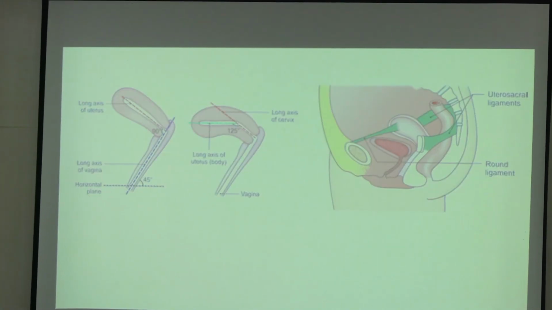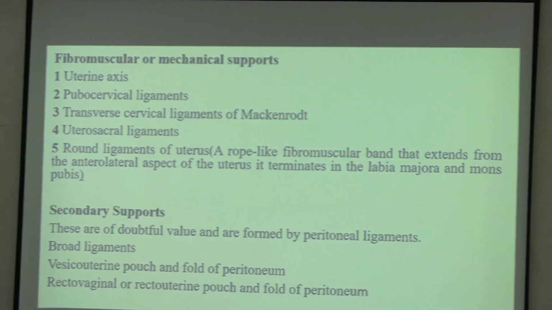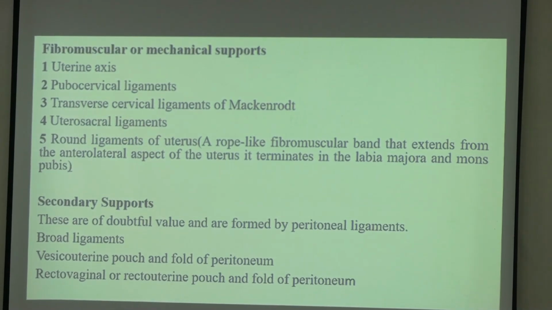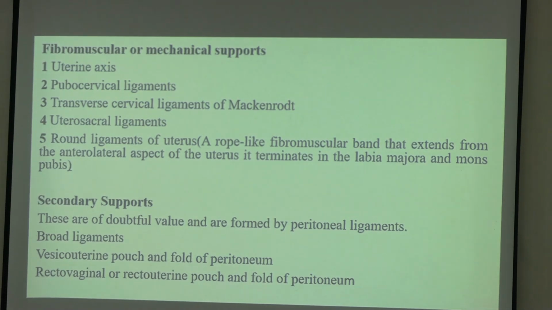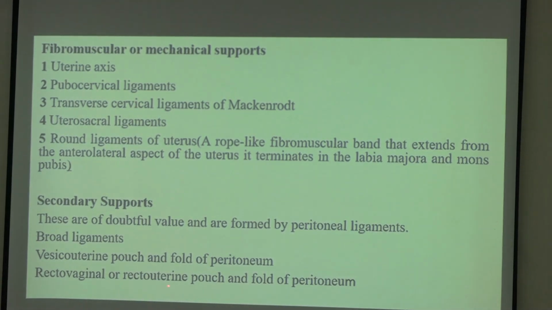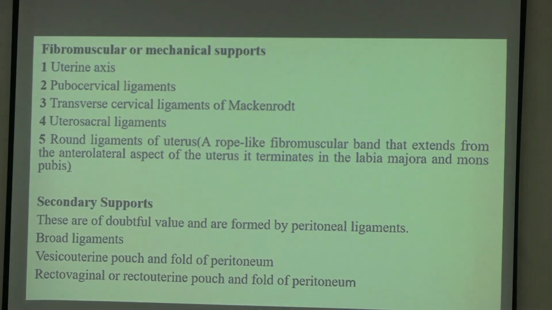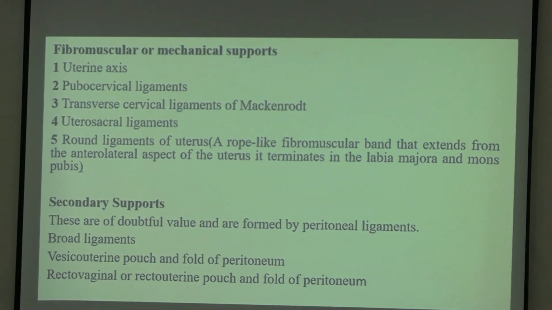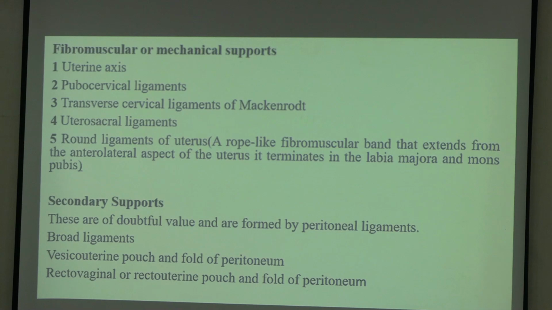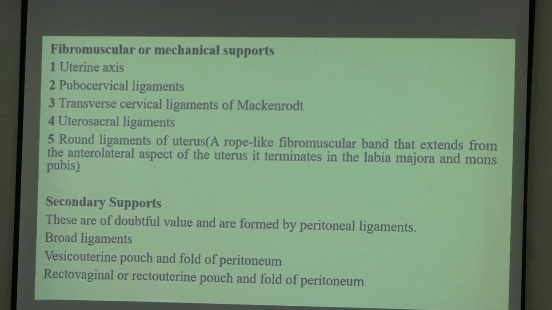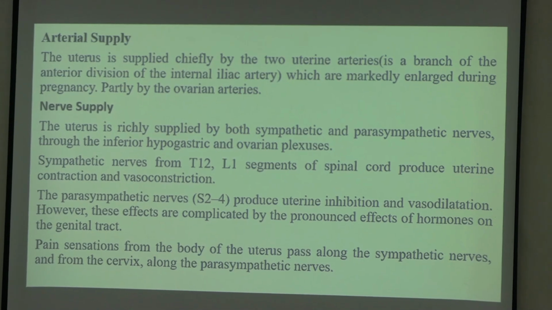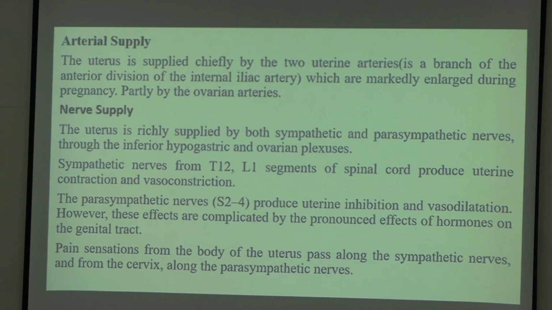Now additional supports are also there. As you can see, secondary supports. Okay, so they are having doubtful contribution, but still the supports are provided. Broad ligaments, vesicouterine pouch, rectovesical pouch. Okay, these are the folds of the peritoneum which are attached. They are also providing some support, but they are having doubtful function. Okay, so this is all about the supports of the uterus. Further along with the applied importance we will discuss in the next class.